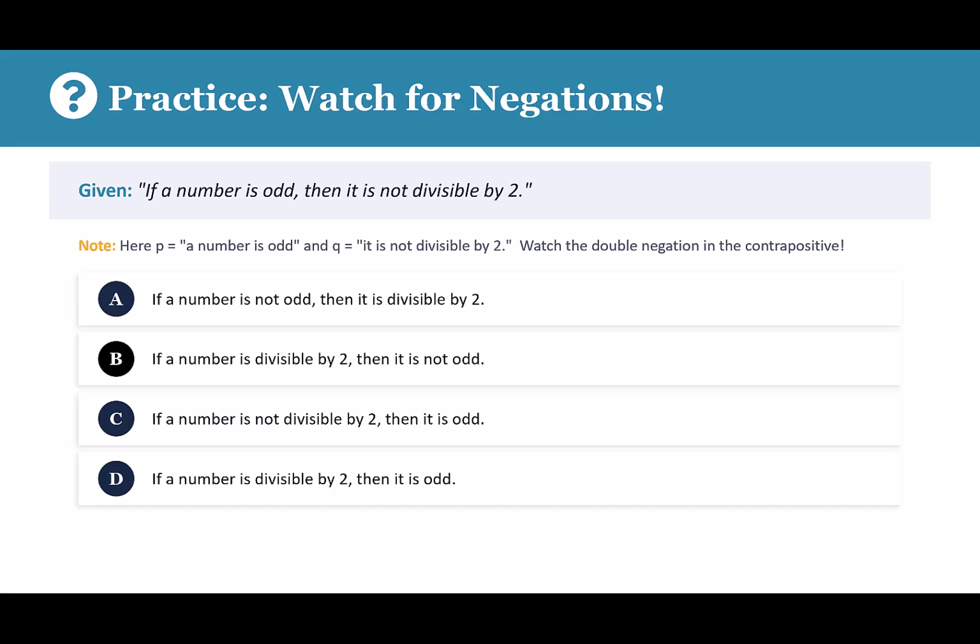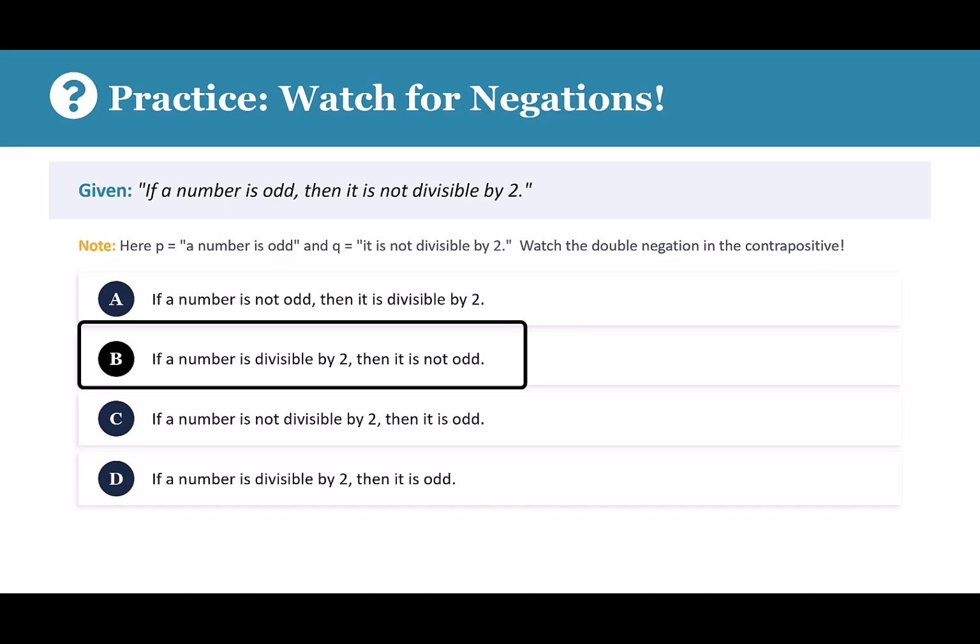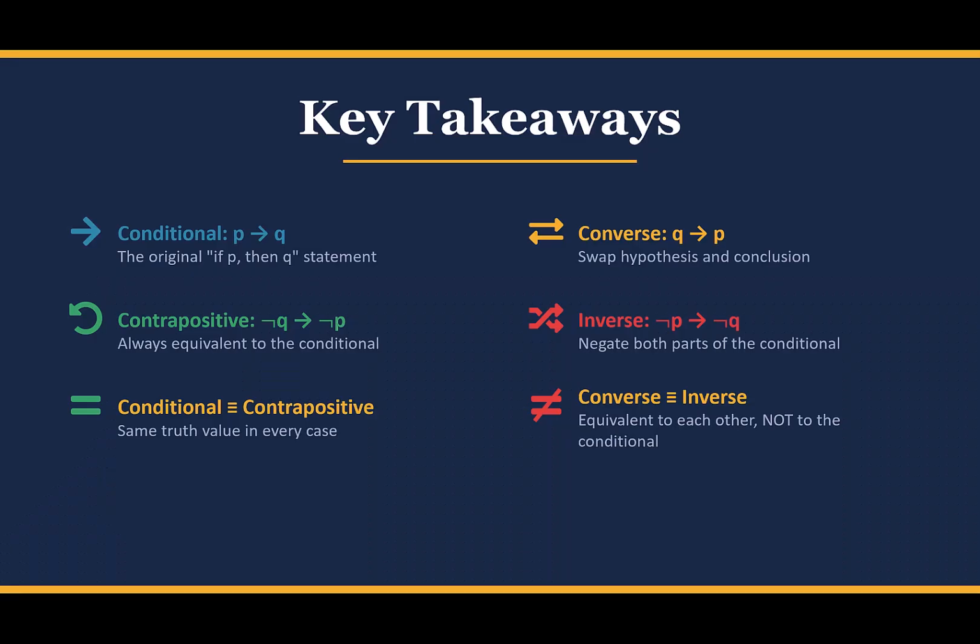So what I think about is I want the order to switch, which means the 2's coming first, and then I want both of the statements to change by switching up the negations. So I want this statement to start with if a number is divisible by 2. That means I'm looking at either B or D. Then the second part should say it's not odd, which shows me that B is the correct answer. So as a quick summary, remember the conditional P implies Q will be equivalent to the contrapositive not Q implies not P, and the converse Q implies P will be equivalent to the inverse not P implies not Q.